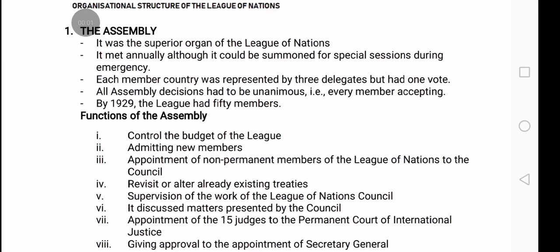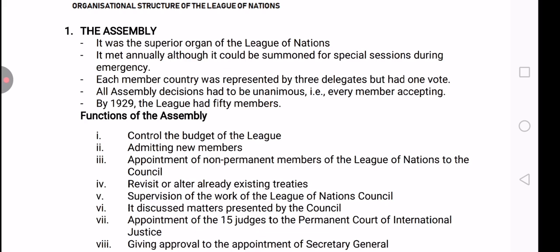Alright, so today we're still continuing on the organizational structure of the League of Nations. So the first one, we have this one called the Assembly. The Assembly was the superior organ of the League of Nations. The word superior means the most powerful or the highest rank. So that is the superior organ of the League of Nations.